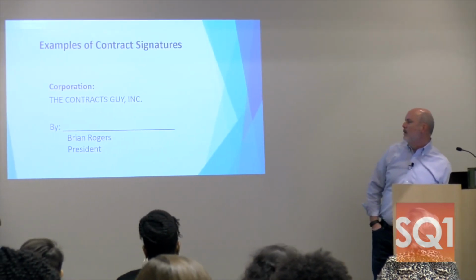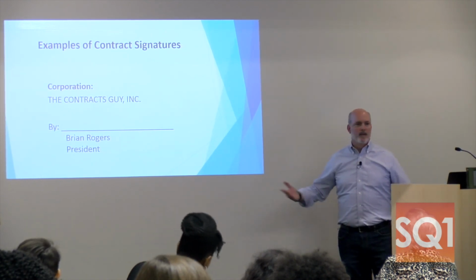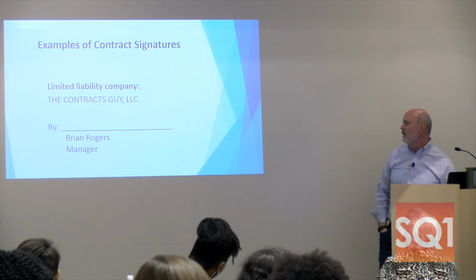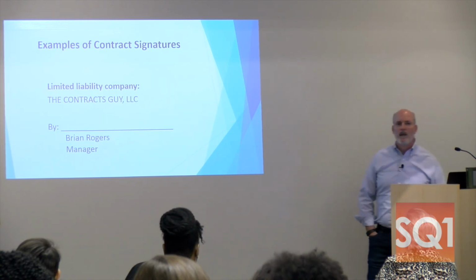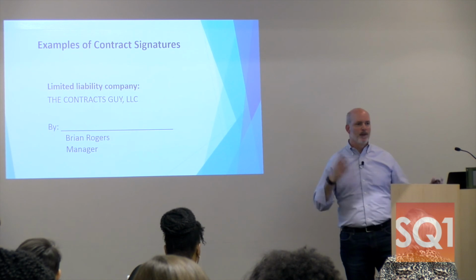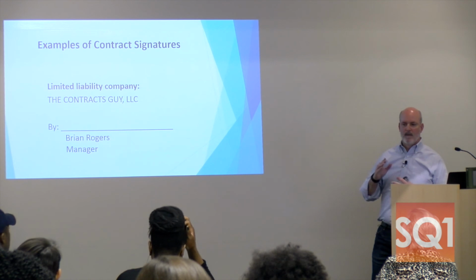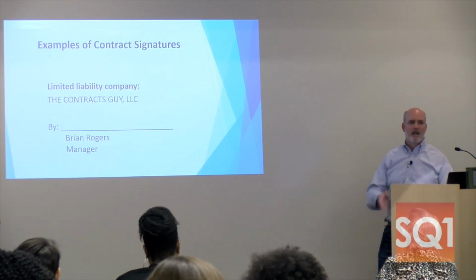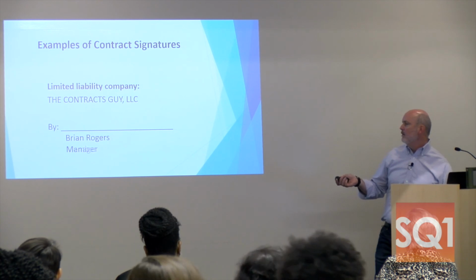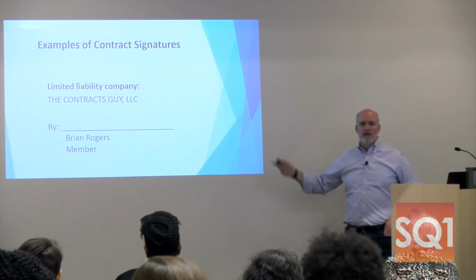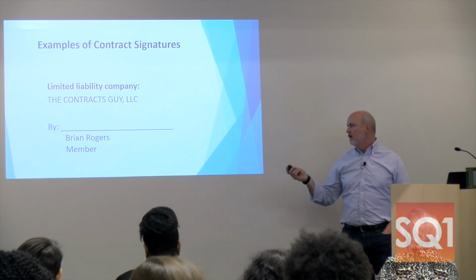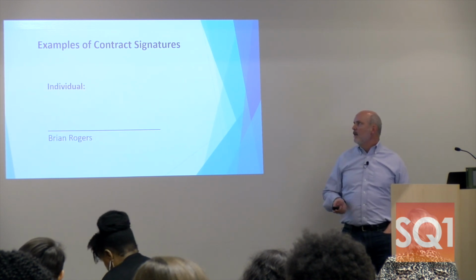And then make sure the right people are signing the contract. Here I've got a few examples of contract signatures. This is an example of a corporation, and you can see I'm signing as the president of the corporation. Here's a limited liability company that's managed by a manager. We didn't really cover this, but there's two flavors of limited liability companies. One flavor is they're governed by the members, and the other is manager managed. In this case, it's manager. So the only difference in the signature block for member managed is that the title changed to member. And then individual.